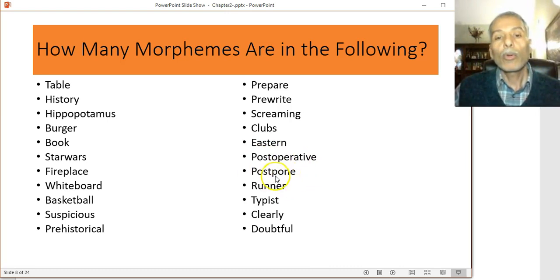Postpone. How many morphemes? Even though I had post before, and it meant a morpheme, in this word, postpone, it is not a morpheme. Because if you break it apart, you're not going to have anything. What is pone? That doesn't have anything to do with the meaning of this word. So postpone is a single concept. It cannot be broken down.